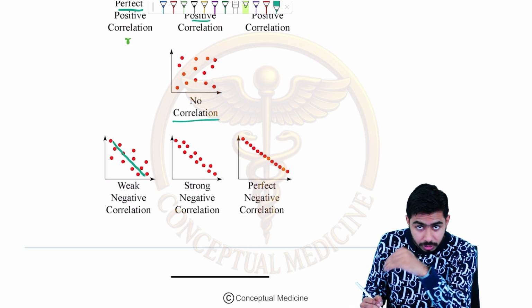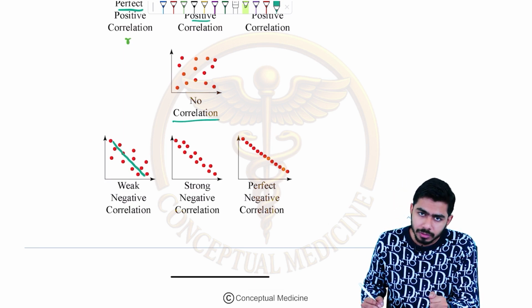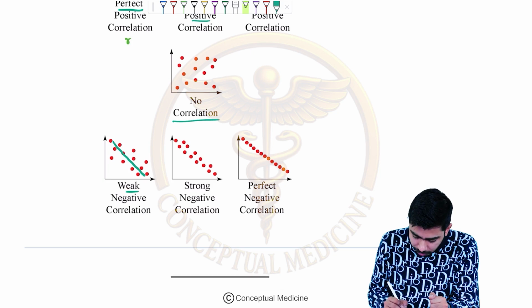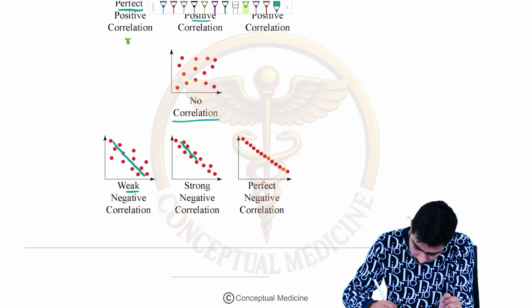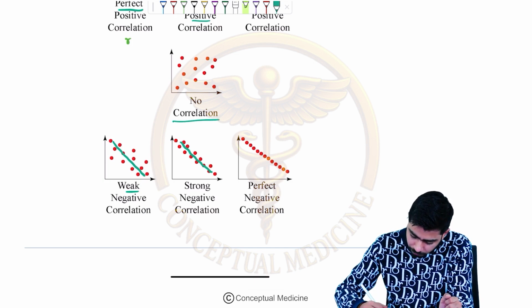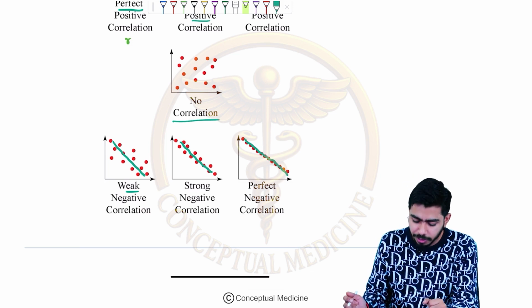So the direction is towards the downward direction, so that is negative, right? That is a negative correlation. So this is called the weak negative correlation, because scatters are apart. Now here this will be called the strong negative correlation, and this is the perfect negative correlation, as you can see over here, that the scatters are perfectly aligned, right?